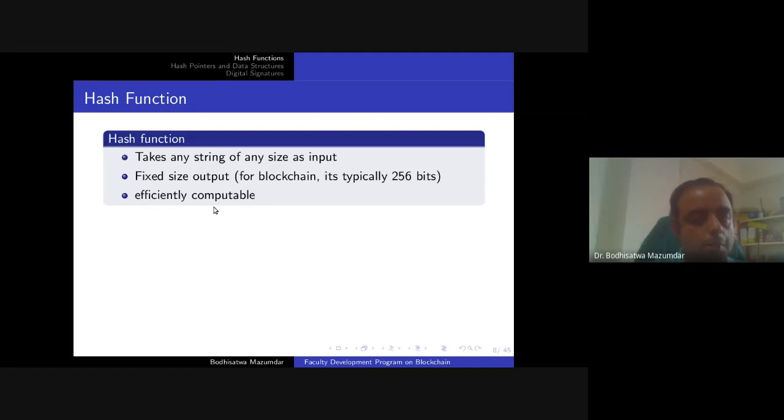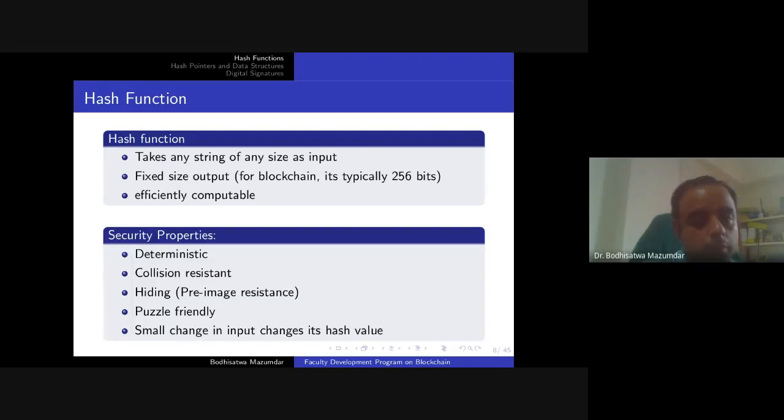What does efficiently computable mean? It means that when a hash function takes an arbitrary size input, and that size may vary from transaction to transaction, after getting that input the hash function should compute the output in polynomial time. It should not be the case that to generate the output you need to wait for a very long time. So this computation time should not be of exponential order. It should be in polynomial time.